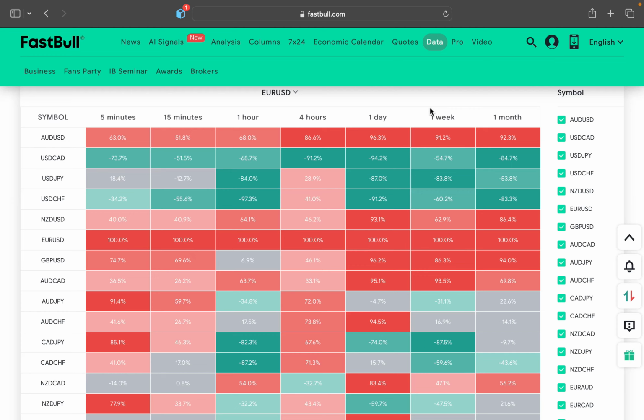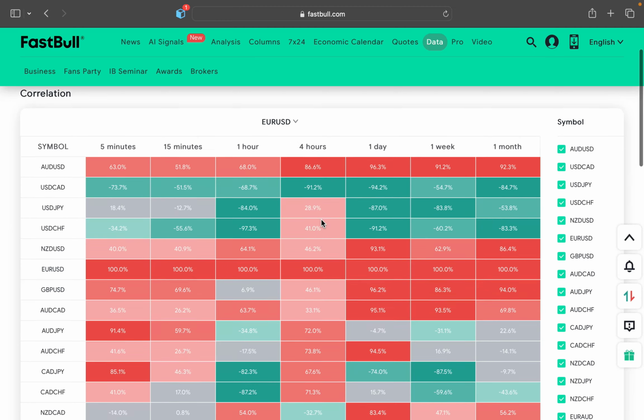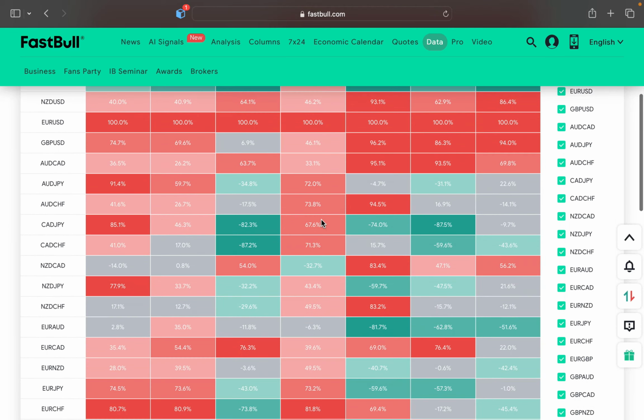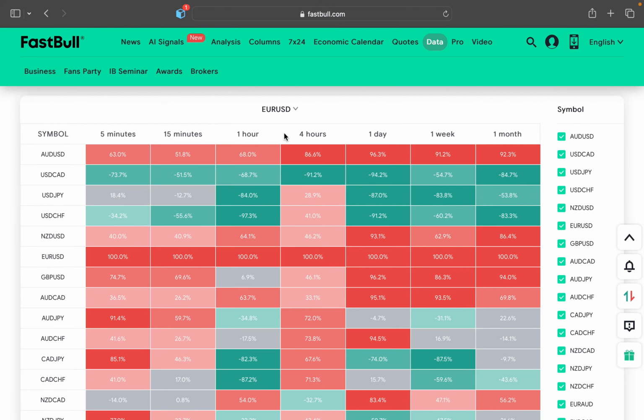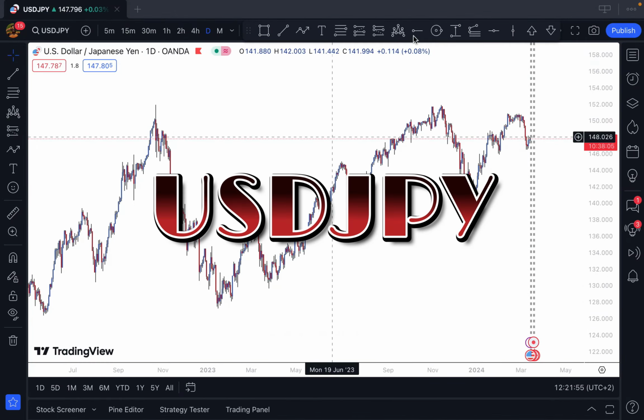This is our Fast Bull website where I usually check my correlations, whereby, for example, we have Euro USD right here. Let's see which pair correlates with Euro USD with the high percentage. Looking at AUD USD, if we're looking at our 4 hourly time frame, they correlate 86.6% with Euro USD. And then what other pair? Okay, they say also Euro USD correlates with AUD CAD. AUD CAD on a daily time frame, 95.1%.